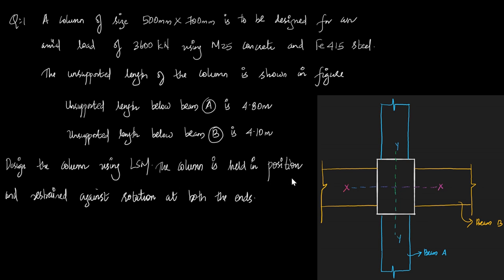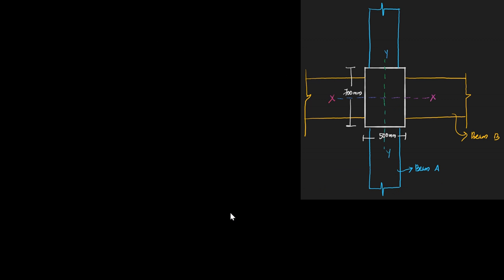The column is held in position and restrained against rotation at both the ends. It's given as the end condition, which means it is a fixed column. At both the ends there is no rotation as well as no translation movement. So it's given like this. It is 500 mm, 700 mm, beam A and beam B are given.